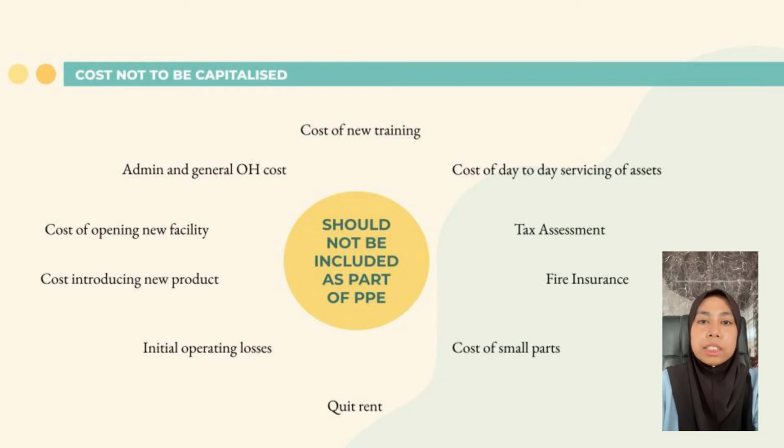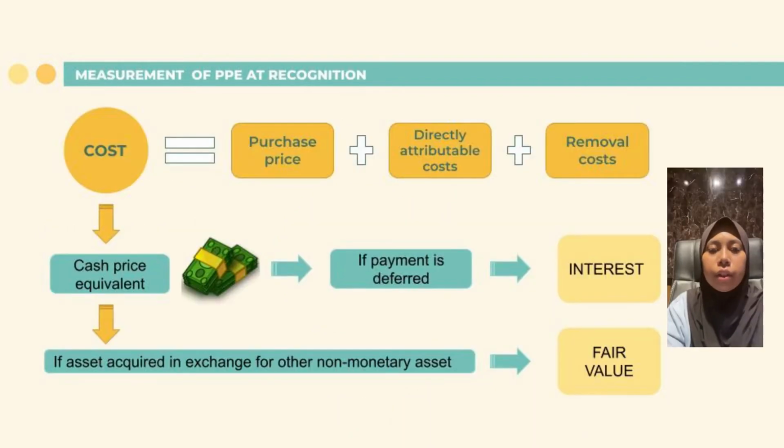This is a type of cost that cannot be included as a part of PPE and cannot be calculated as initial cost. The cost of an item of property, plant and equipment is the cash price equivalent at the recognition date. So, if the payment of the asset is postponed to a later date, the amount shall be discounted. The difference between the future amount and the cash price equivalent is called interest.